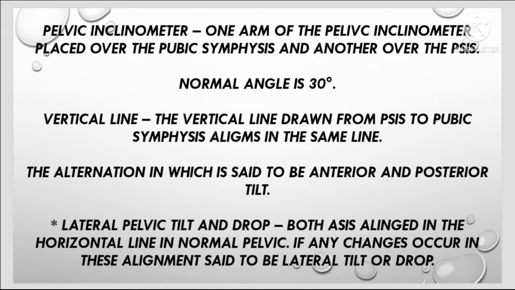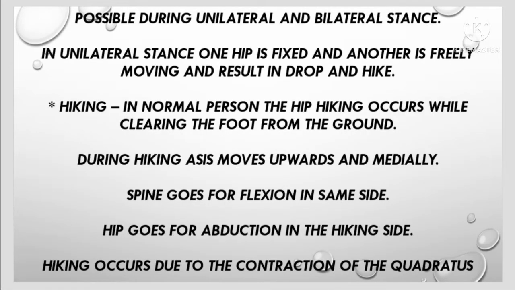Lateral pelvic tilt and drop. Both ASIS are aligned in the horizontal line in a normal pelvis. If any change occurs in this alignment, it is said to be lateral tilt or drop. It is possible during unilateral and bilateral stance. In unilateral stance, one hip is flexed and the other is freely moving, and this results in drop and hike.